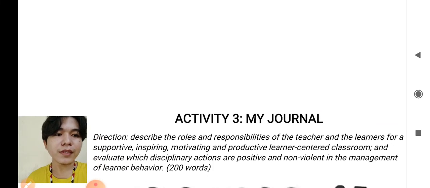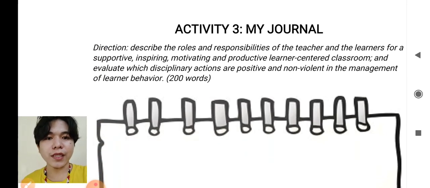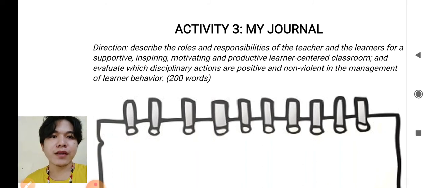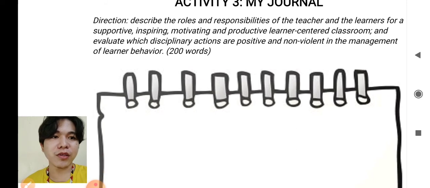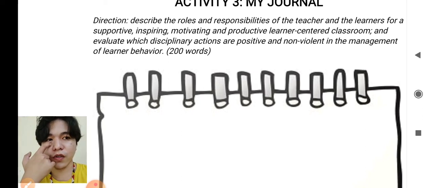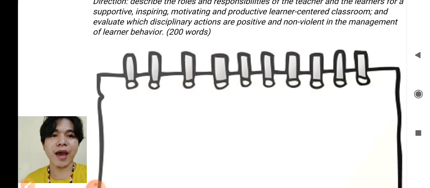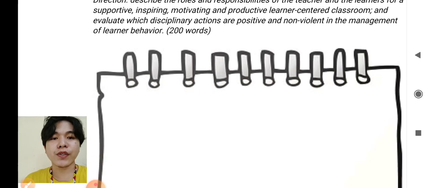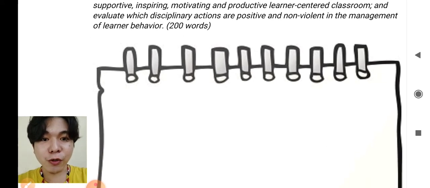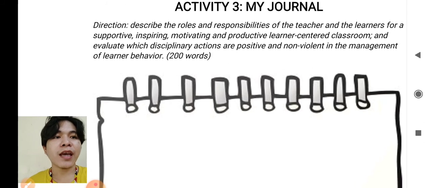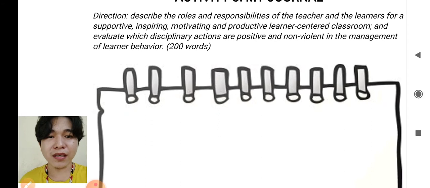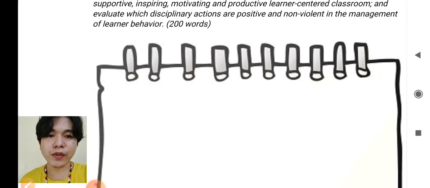Okay, next. And of course, activity 3, my journal. Direction. Describe the roles and responsibilities of the teacher and the learners for supportive, inspiring, motivating, and productive learner-centered classroom. And evaluate which disciplinary actions are positive and non-violent in management of learner behavior. So here in my journal, it should be what? First person, I, my, mine. And of course, just make sure that you contextualize it with what you have learned. You will also cite some examples.